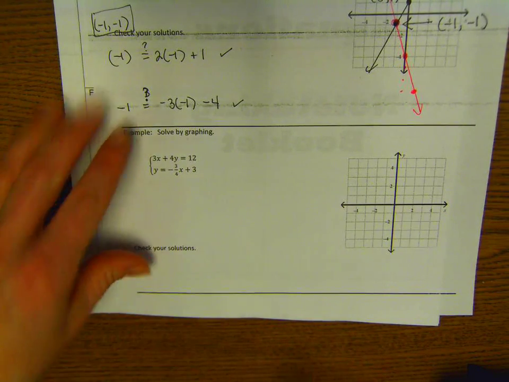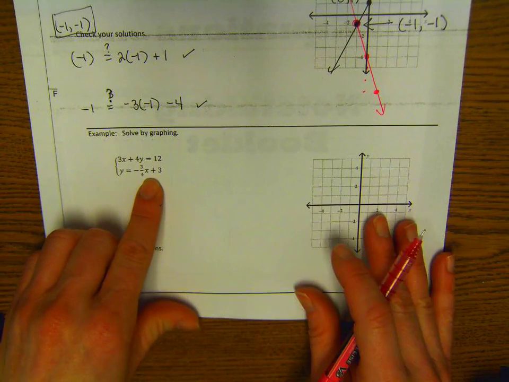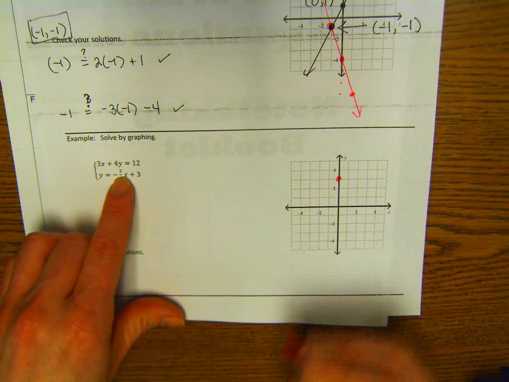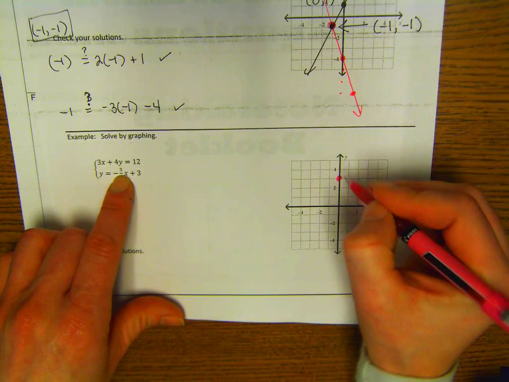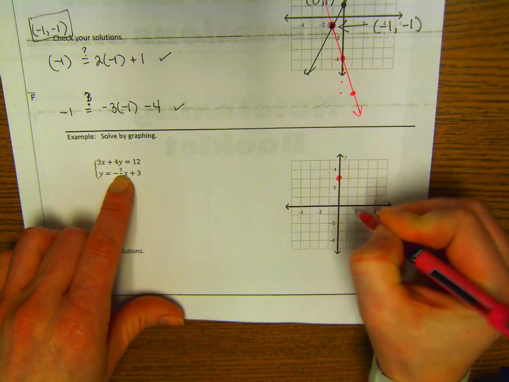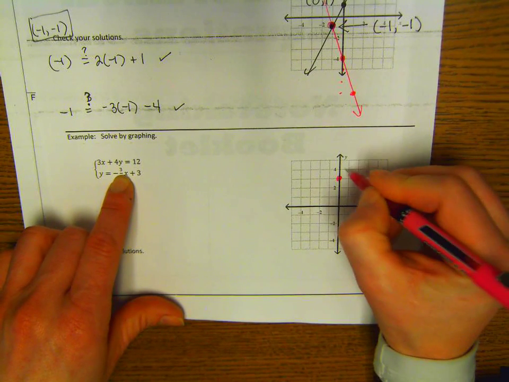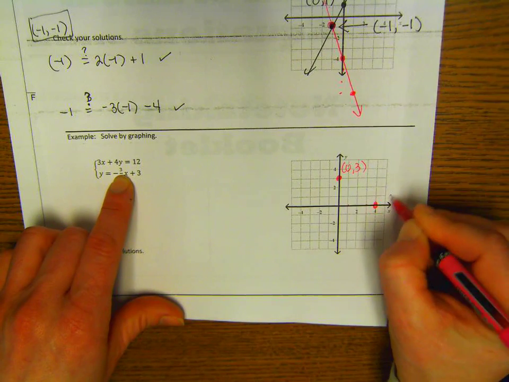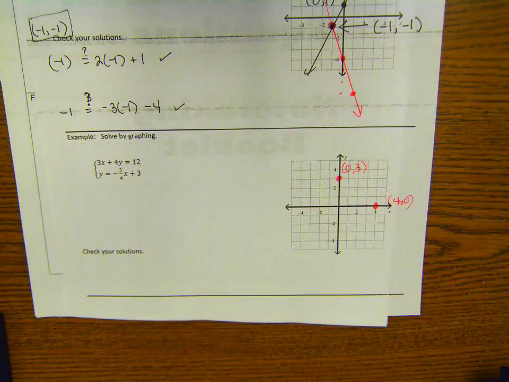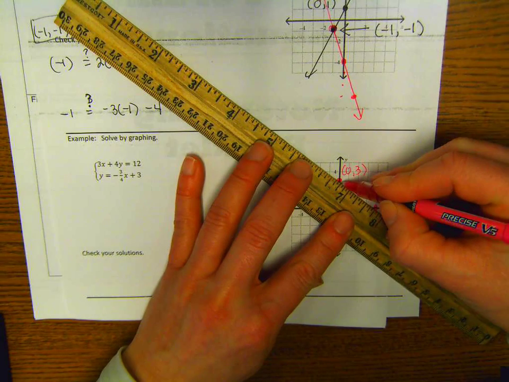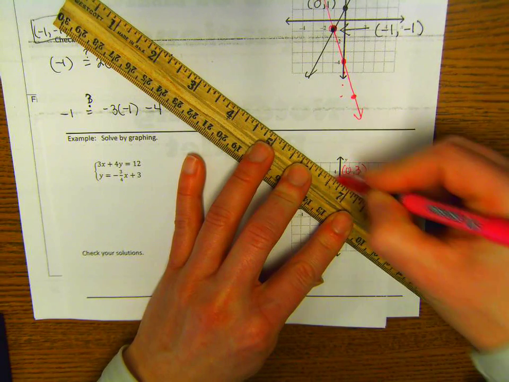I'm going to first graph the bottom line because it's already in slope-intercept form. So what's the y-intercept of the bottom line? 3. And then I'm going to go down 3, right 4. So this was 0, 3, 4, 0. If I need some more points in a second, I'll add some more.